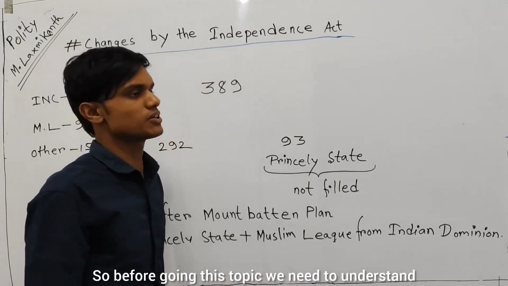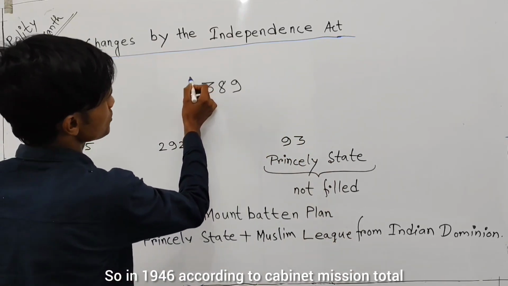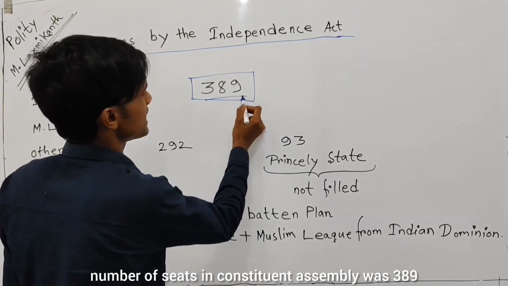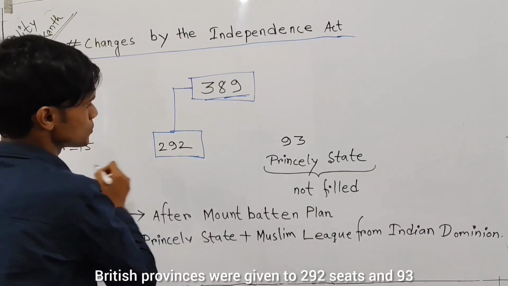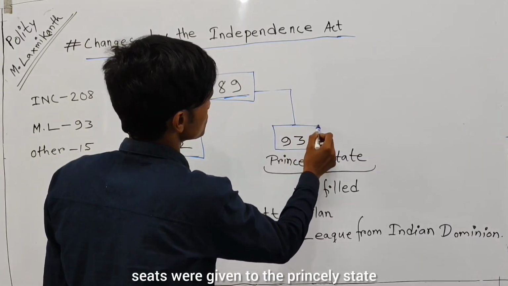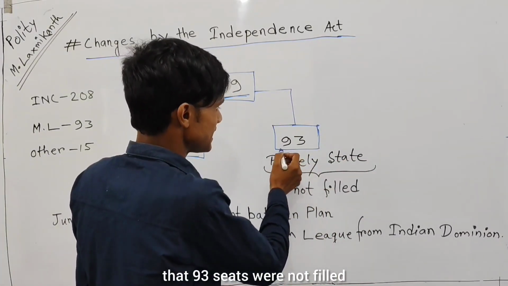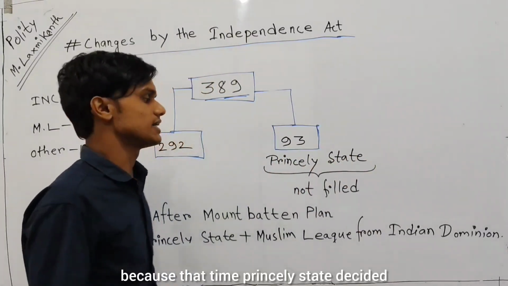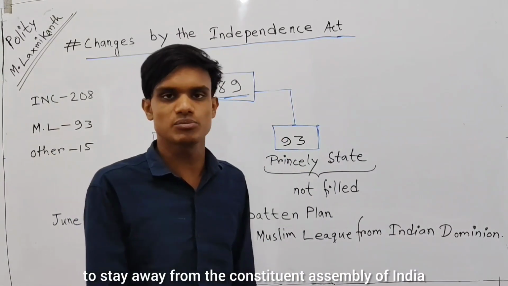Before going to this topic, we need to understand some basic history. In 1946, according to the Cabinet Mission, the total number of seats in the Constituent Assembly was 389, and out of 389, British provinces were given 292 seats and 93 seats were given to the princely states. I've also discussed that the 93 seats were not filled, because at that time the princely states decided to stay away from the Constituent Assembly of India.